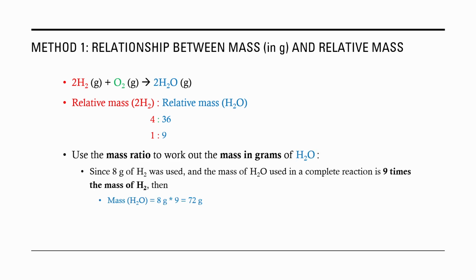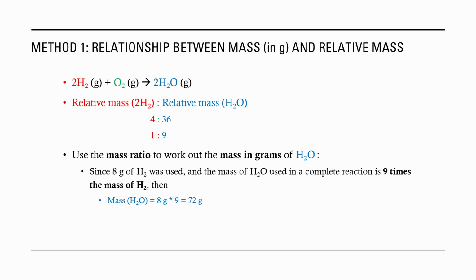Now that we have the mass ratio, we'll do the same thing as with oxygen earlier, and we'll work out how much water was produced in grams. We know that the mass of water produced is 9 times greater than the mass of hydrogen used, so 9 times 8 grams gives you 72.